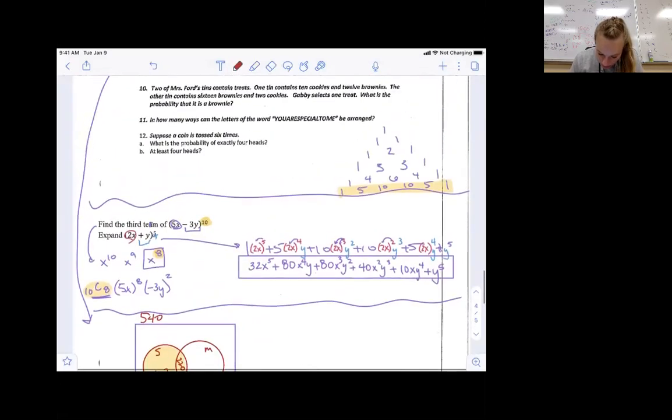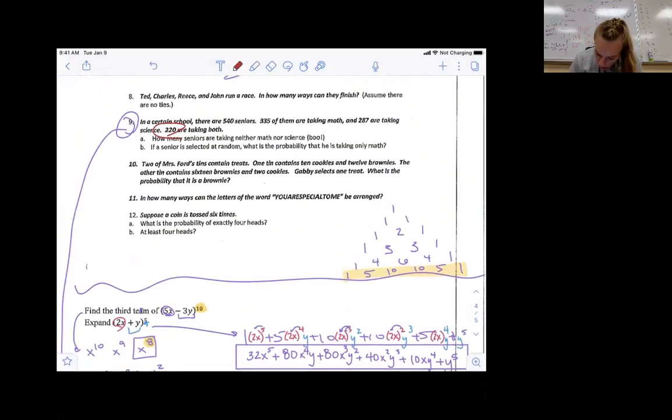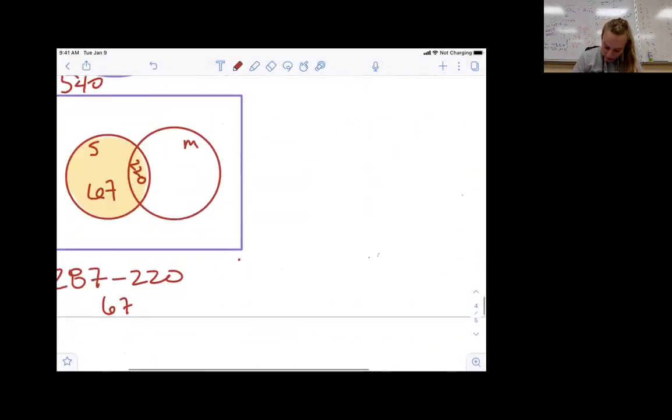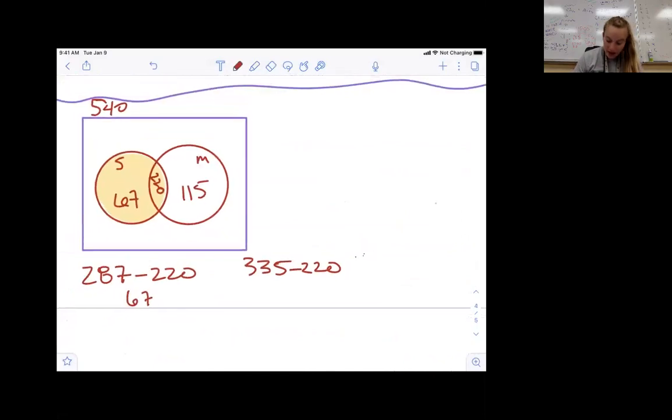And then math, what did it say? 335 of them taking math. And again, minus off the kids in the middle, minus off that 220 is 115. And then the last thing before we even look at the questions, I want to find how many are not taking either. So we're going to add the 3 numbers we see: 67, 220, and 115, and then subtract that from the total, because all inside this box should be the total. So 115 plus 220 plus 67 is 402. So 540 minus 402 is 138. So there's 138 students not taking anything.